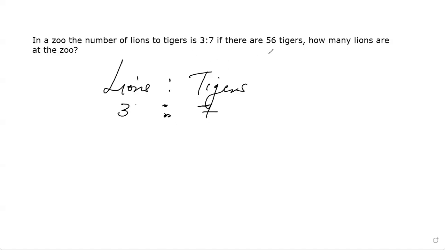Let's put more things in perspective. So we have 56 tigers. We don't know how many lions, right? But we know it's going to be less. All right, let's go.